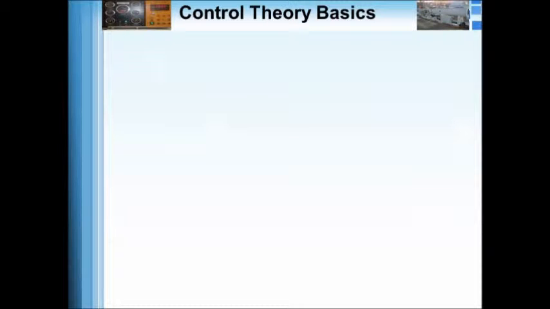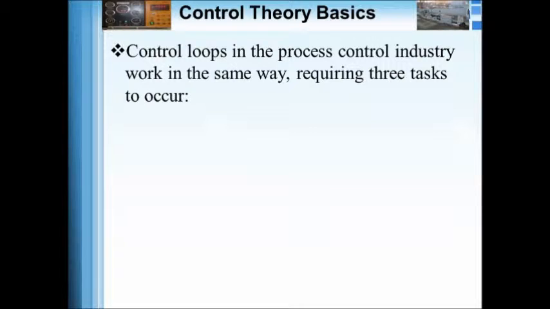Control theory basics. Control loops in the process control industry work in the same way. They require three tasks to occur: measurement, comparison, and adjustment. This is about all control theory.